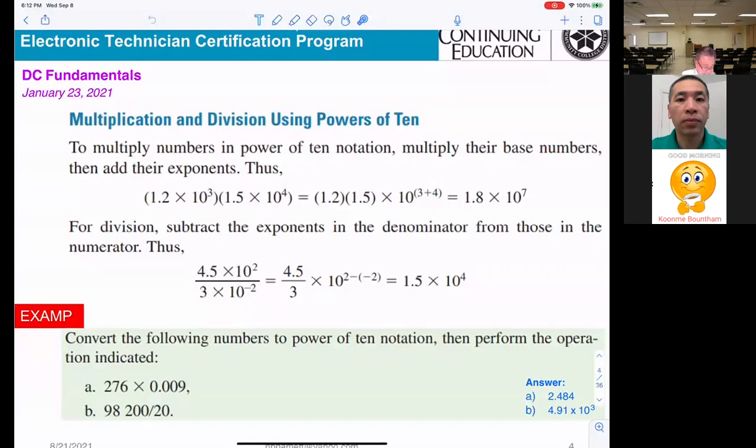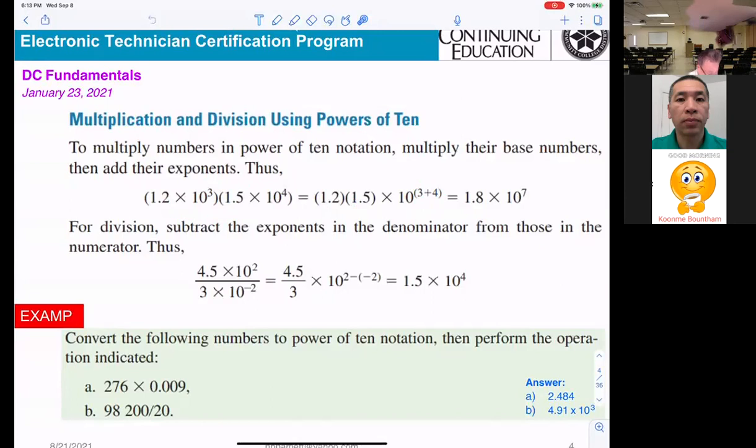So basically, it's telling you just multiply the number by the number. Okay, 1.2 times 1.5. However, the powers you have to add up. So that's why you get 1.8 times 10 to the power 7.